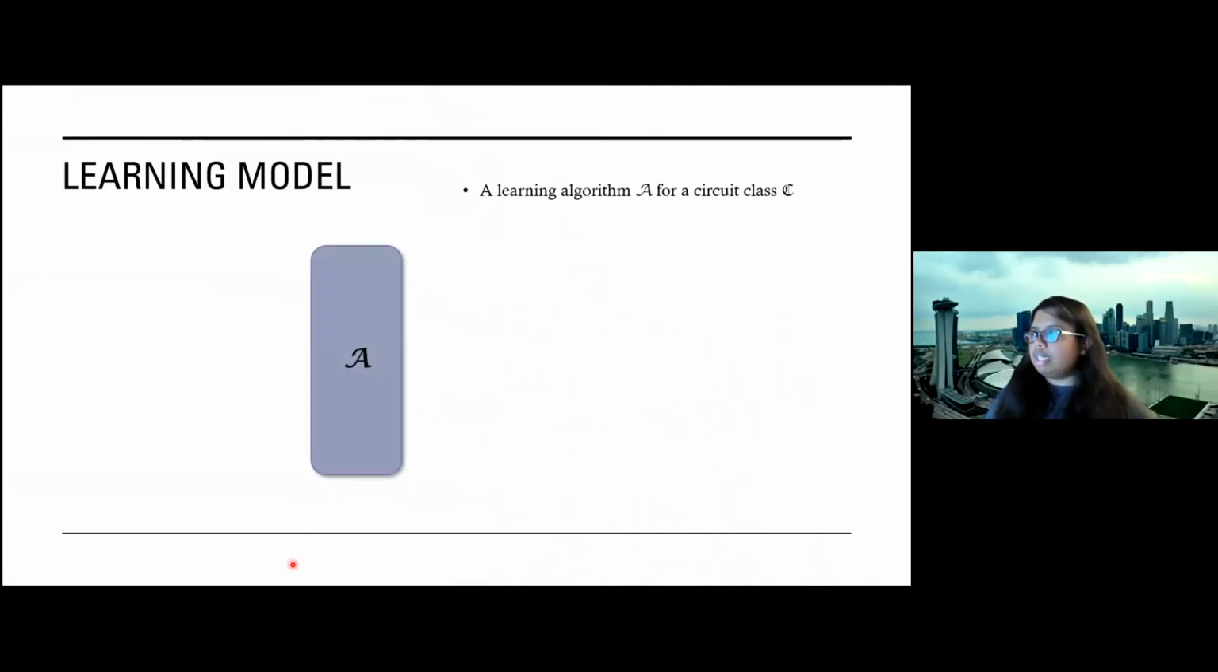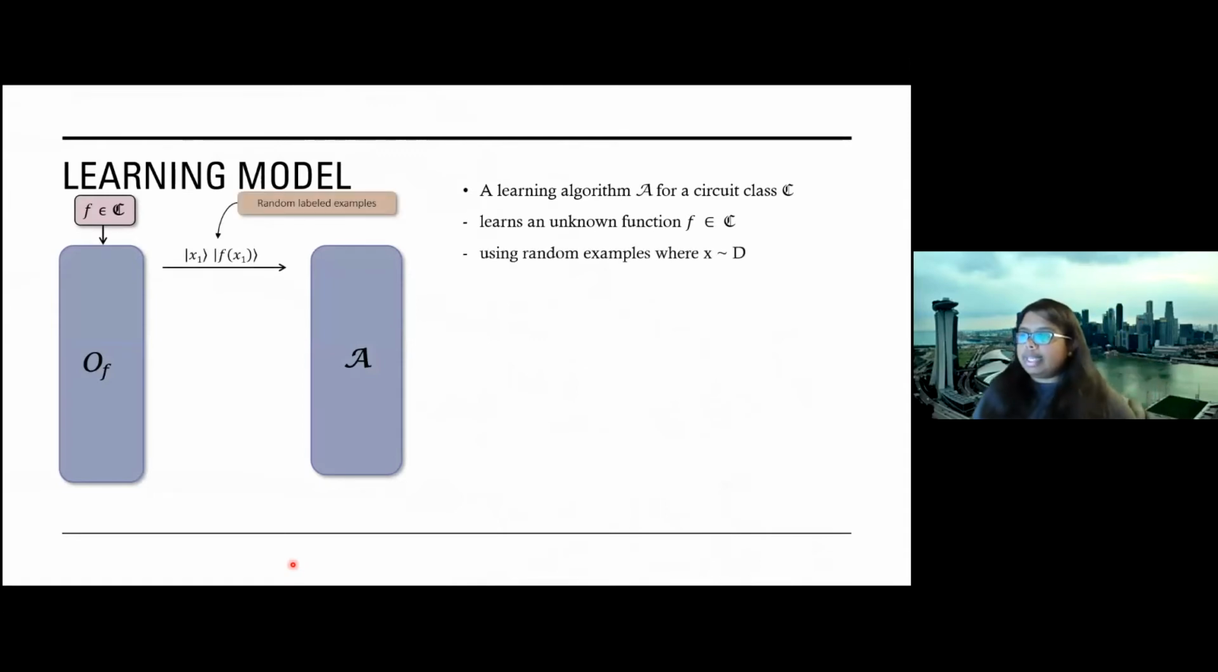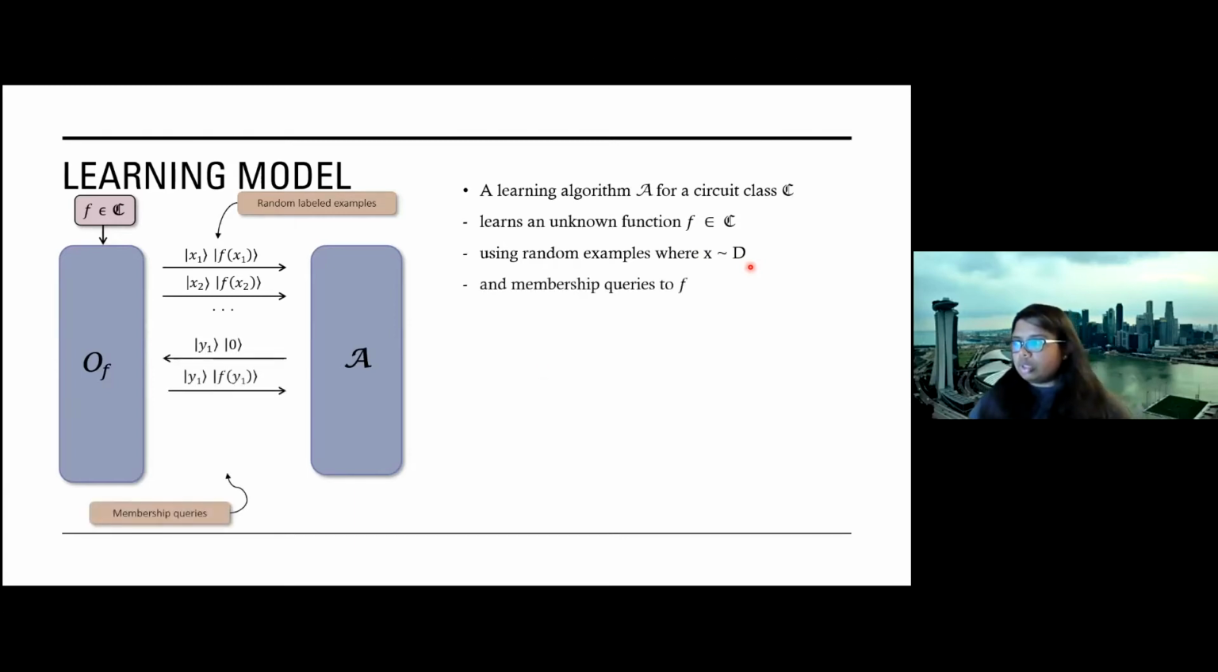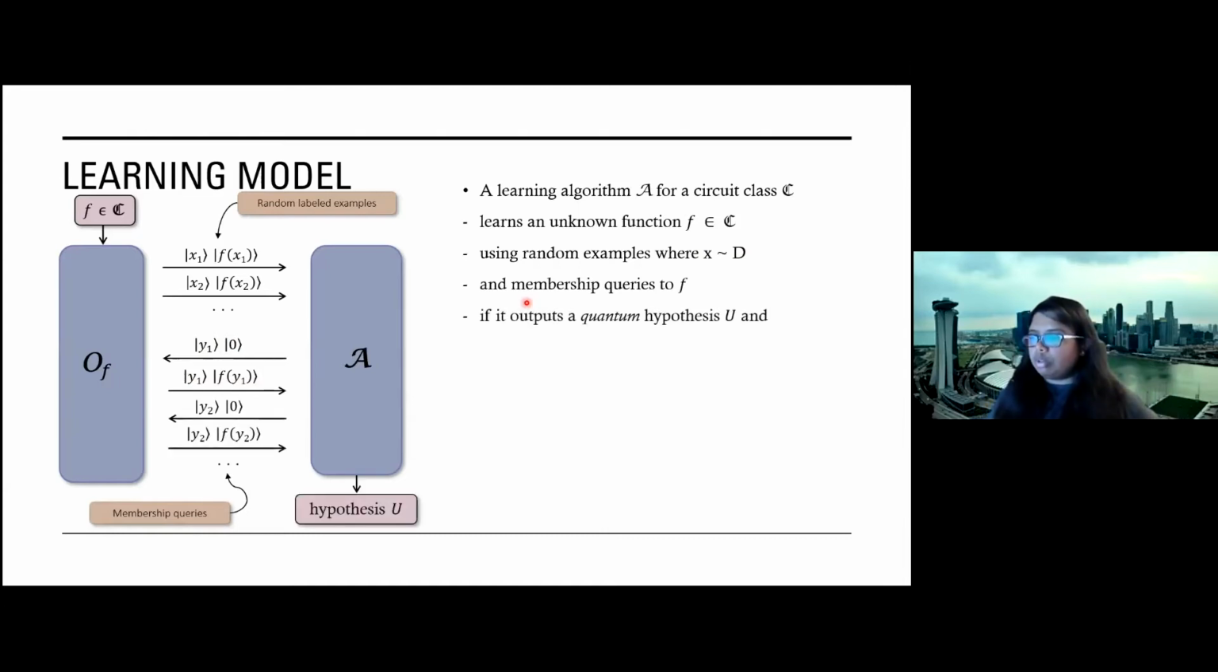I say that there is a learning algorithm A for some circuit class C. And the goal is to learn some unknown function in the circuit class when you're given oracle access to the function. What can the learning algorithm do? It can ask for what are called random labeled examples. Here, x1 and x2 are distributed according to some fixed distribution D. And the oracle will return back both x and f of x. The algorithm can also ask for membership queries where it says, I have a specific value y1. I need you to tell me what f of y1 is. And it continues to make these queries. And at the end of the day, it outputs a hypothesis.